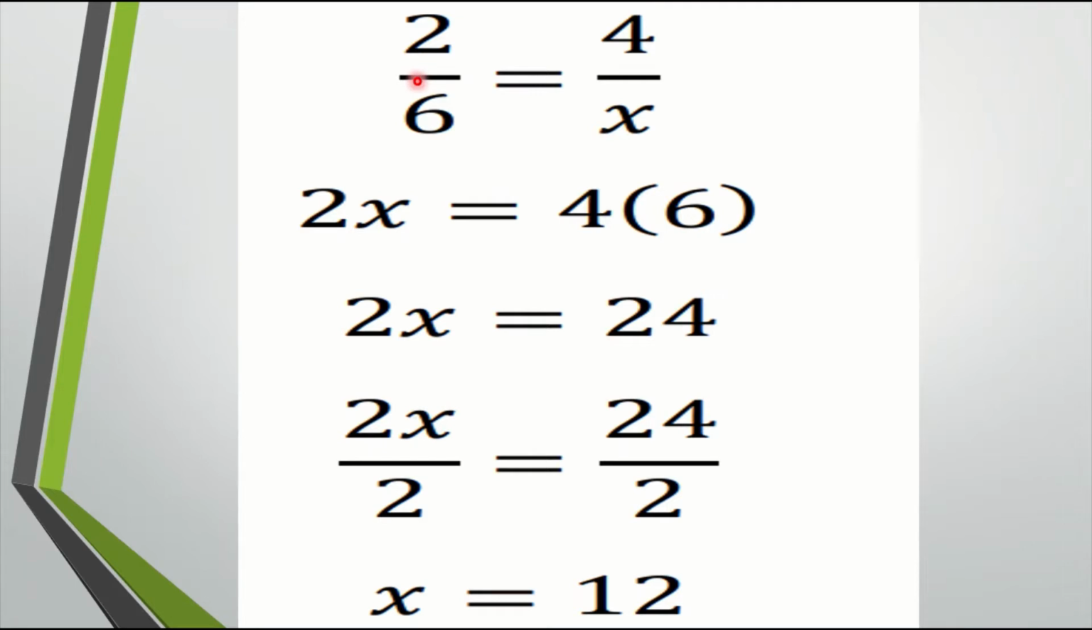So, parang nag-cross multiply ka lang talaga. Pero, the right term is means extremes product law. So, 2x is equal to 4 times 6. So, 2x is equal to 24, where 4 times 6 is 24. 2x is equal to 24, divide both sides by 2. The answer is 12. Okay?